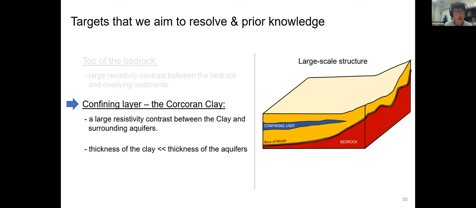The targets that we aim to resolve and the prior knowledge of the targets are as follows. The study focused on two targets, the top of the bedrock and the confining layer. Today, given the limited time, I'm going to focus on the confining layer, the Corcoran clay. For the Corcoran clay, we expect a large resistivity contrast between the clay and the surrounding aquifers, so we expect a sharp resistivity change. And the thickness of the clay is much smaller than the thickness of the aquifers. Those are the two pieces of prior knowledge that we will incorporate in the inversion process, or imaging process, to improve the accuracy of the imaging.